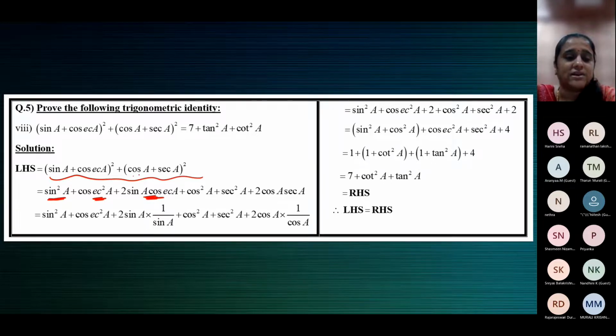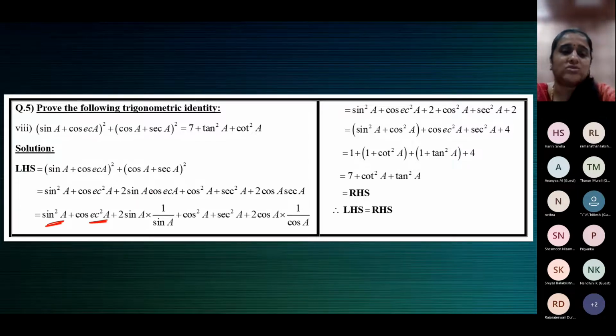And then here again, (A + B)² = A² + B² + 2AB, so cos² A + secant² A + 2 cos A secant A. So the first step is we expand using the identity (A + B)². Next, sin² A, cosecant² A. We know that sin A and cosecant A are reciprocal ratios.